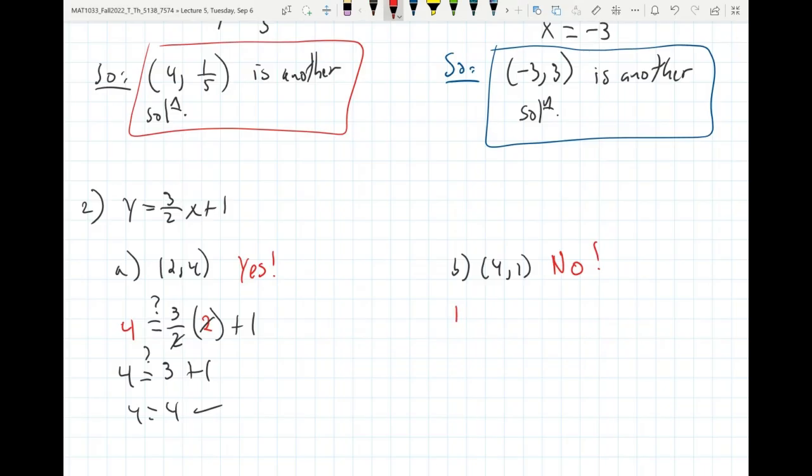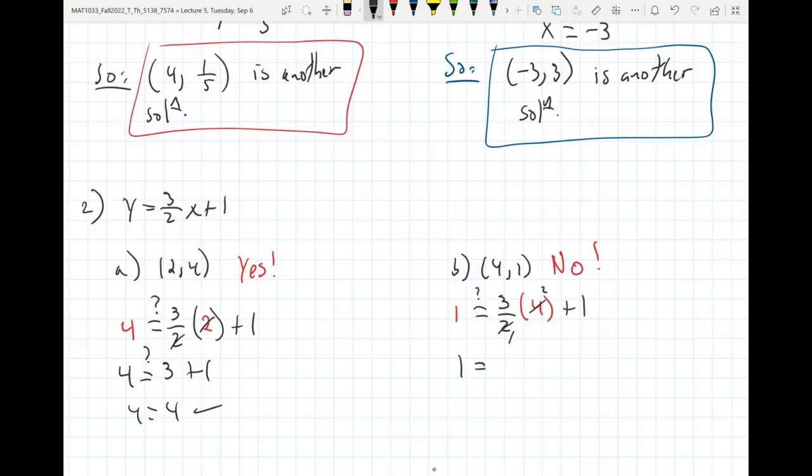So we have 1, that's our y, is equal to, with a question mark because we don't know, 3/2 times 4 plus 1. Now remember, when you multiply fractions, this is 4 over 1. You do top with top and bottom with bottom, and stuff in the top can be cancelled with stuff in the bottom. So this 2, we can cancel it with the 4, leaving you a 2, because 4 divided by 2. And then you do 3 times 2, which is 6.